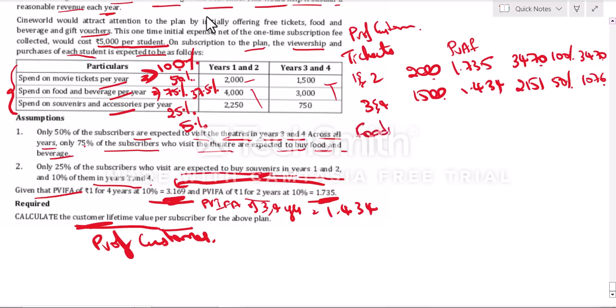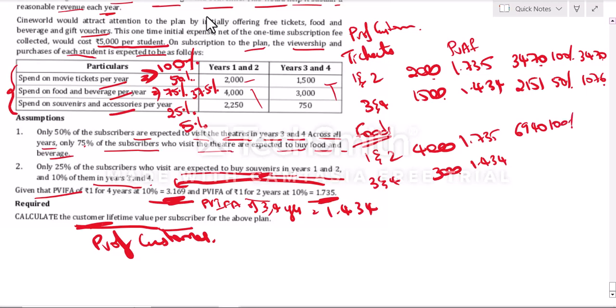For food and beverages, for years 1 and 2, 4000, and for years 3 and 4, 3000. We just have to bring it to present value and multiply with the percentages given. So 4000 into 1.735 is 6940. Of that 100%, only 75% will spend on food. So 6940 into 75% is 5205.